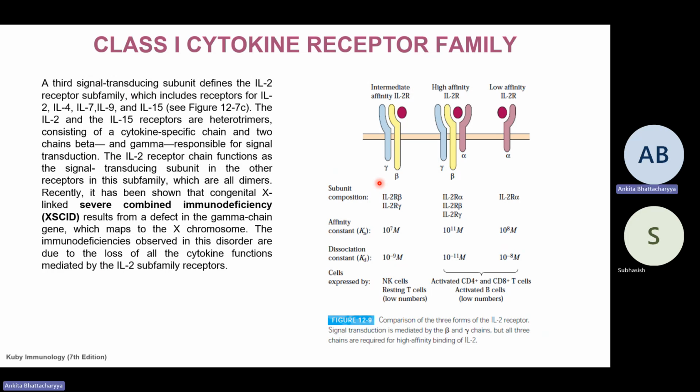So it has been shown that actually the congenital disorder, which is the X-linked SCID disease, which is severe combined immunodeficiency syndrome, results from a defect in the gamma chain gene that maps to the X chromosome. The immunodeficiencies that are observed in this disorder are due to the loss of all cytokine functions mediated by IL-2 receptors. So that basically sums up how the class 1 cytokine receptor family works.